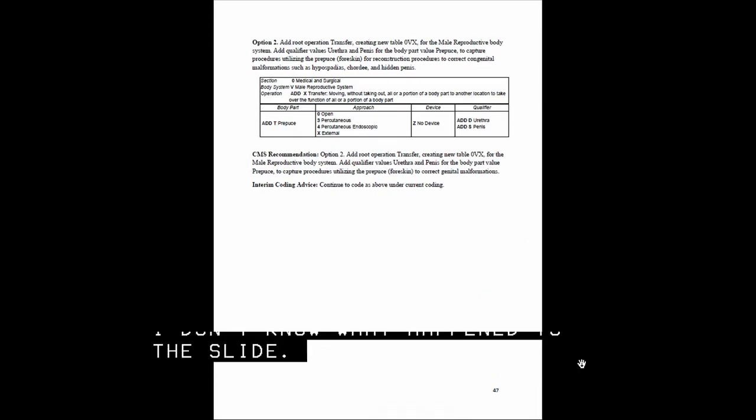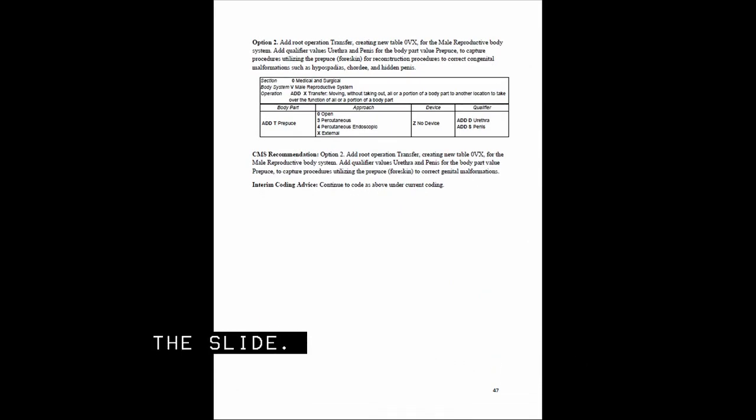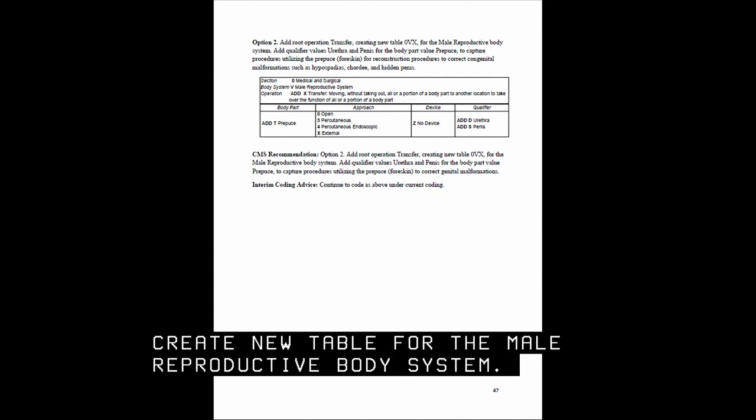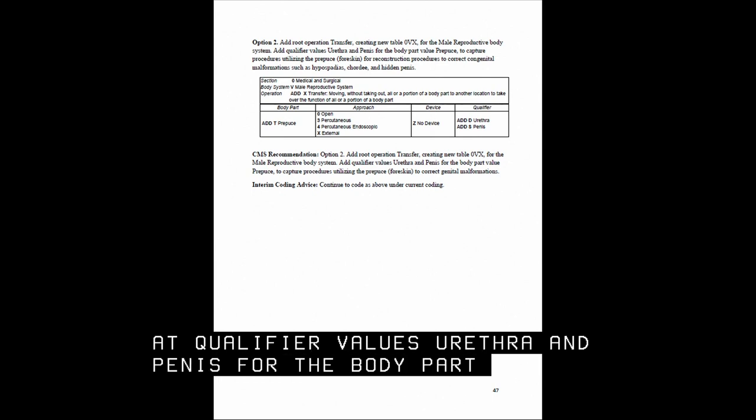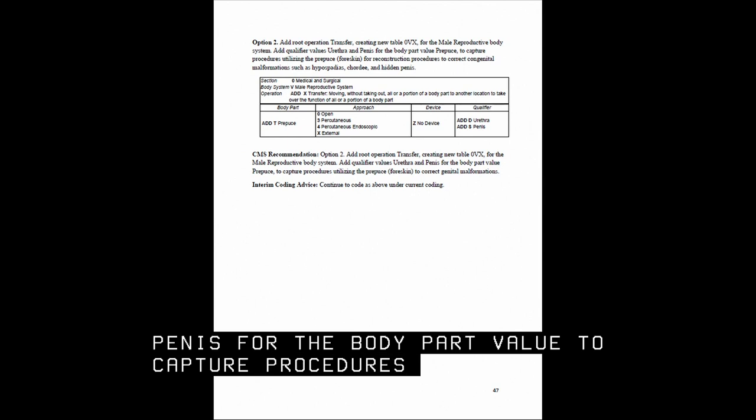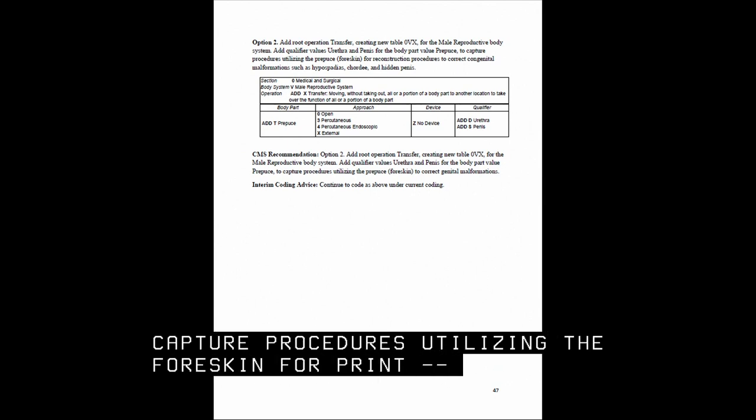Add root operation Transfer, creating new table 0VX for the male reproductive body system. Add qualifier values, urethra and penis, for the body part value of prepuce, to capture procedures utilizing the foreskin for reconstruction procedures to correct the congenital malformations that were described. And CMS is recommending option two.